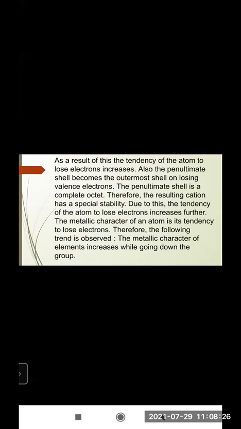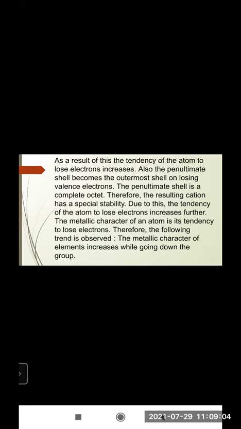Due to this, the tendency of the atom to lose electron increases further. The metallic character of an atom is its tendency to lose electron, and therefore the following trend is observed: the metallic character of elements increases while going down the group. So from this, we can say the metallic character of elements increases while going down a group. Clear? So understand about metallic character and what happens in the group.